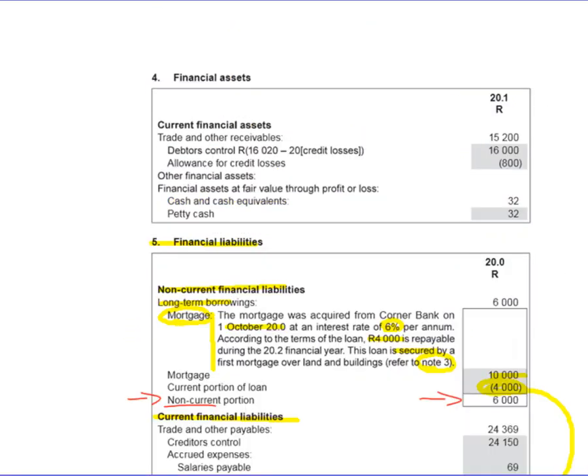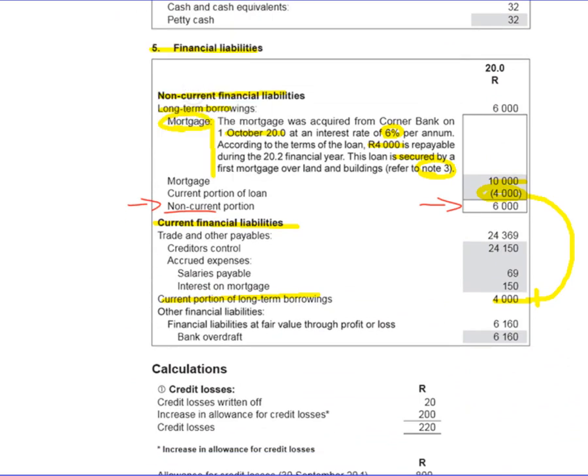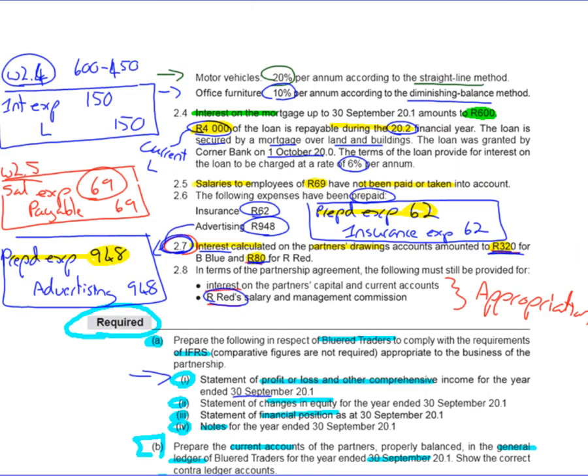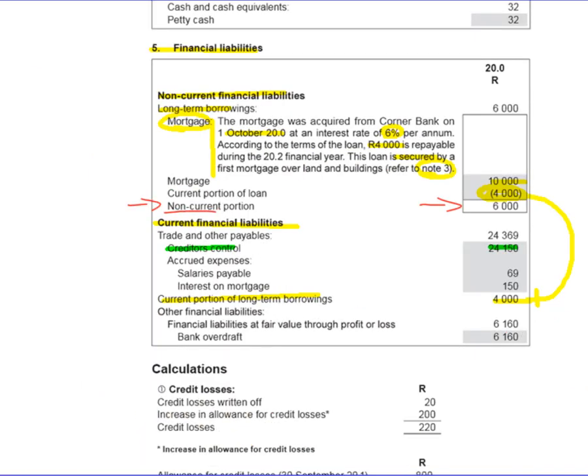Let's continue with note number 5. We're now doing all the current components because we finished with all the non-currents. We have trade and other payables, which was made up of creditors control that was given in the trial balance. Let's confirm it. My creditors control, there it is, 24,150. Then my accrued expenses. Remember, we did the salaries and the interest on the mortgage. The interest on the mortgage, if you remember correctly, was the 600 that was told as the interest expense minus the 450 that was actually paid and recorded.